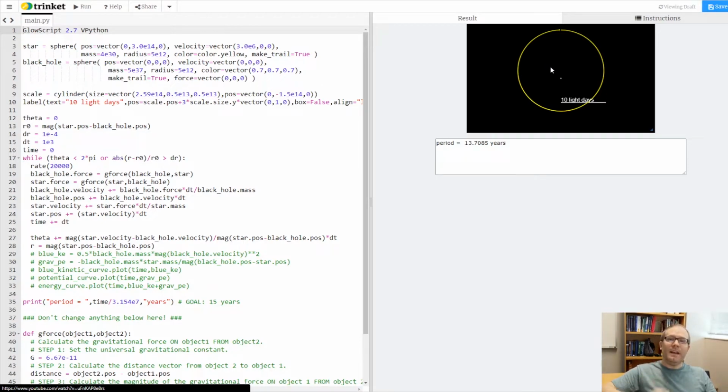So what the students have to do is adjust the initial conditions. There's a few initial conditions that they can adjust. They can move the star a little bit farther away from the black hole.